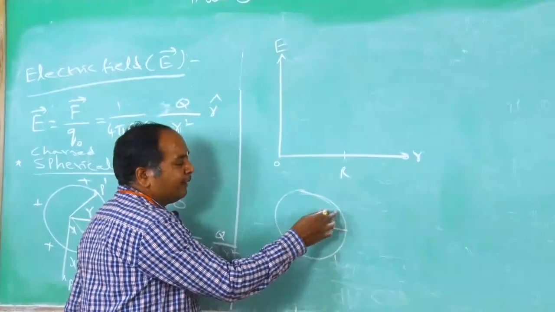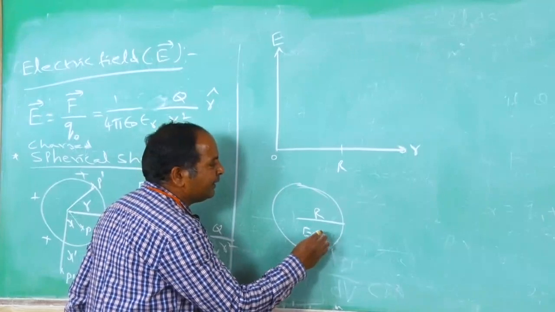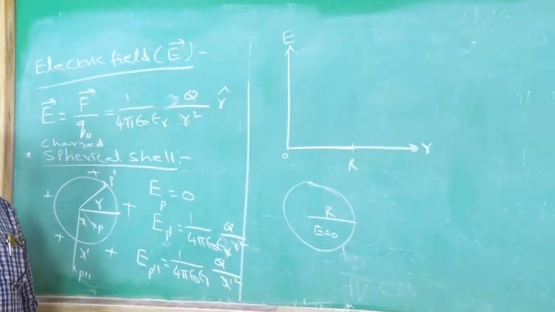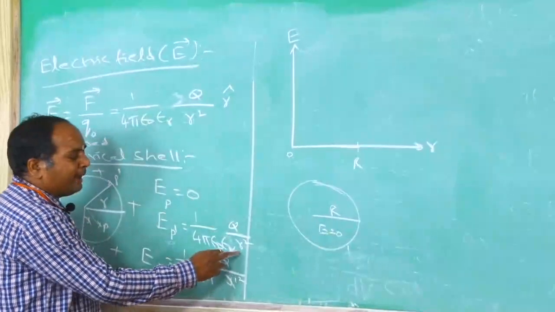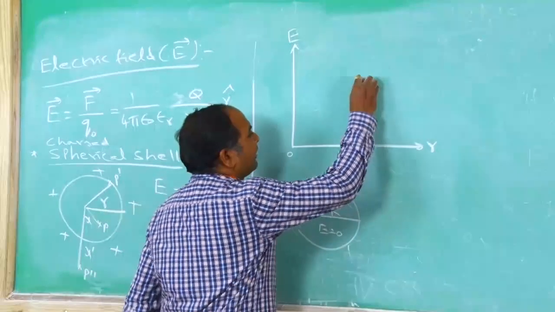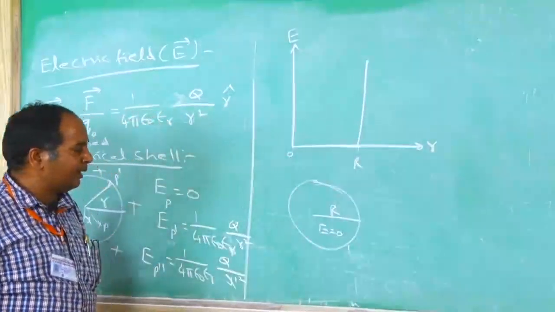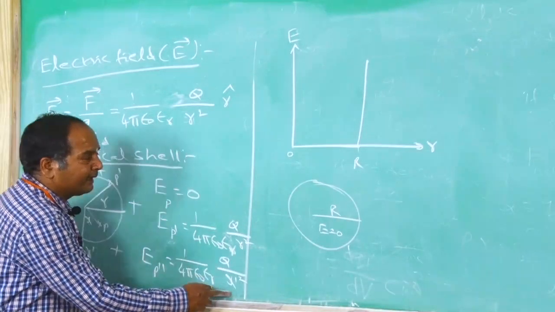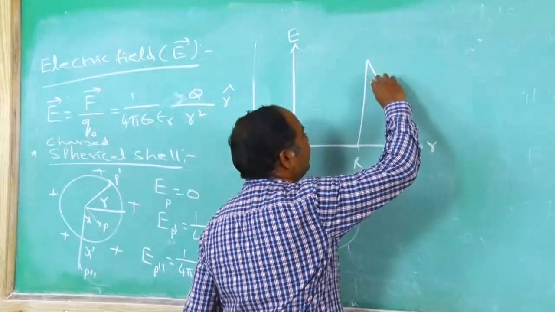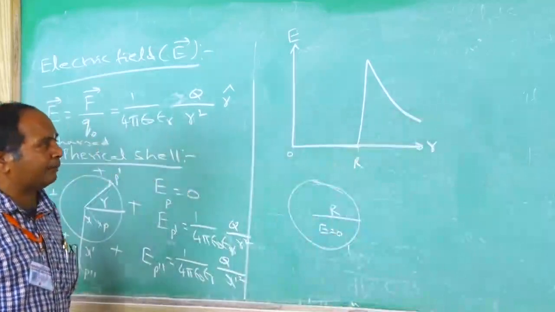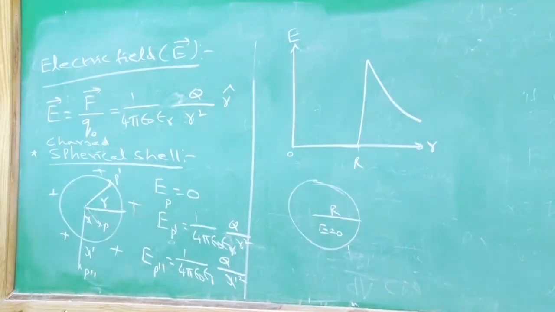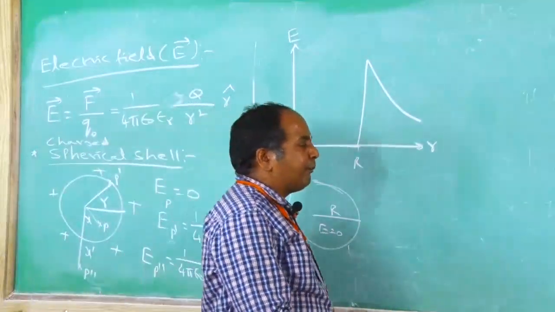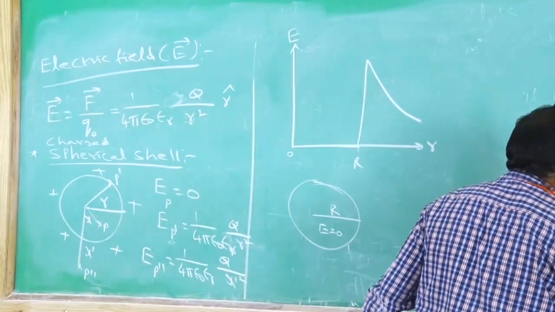So already we know the electric field inside is 0. So up to here the electric field is 0. At R the electric field will become maximum. After that, if you move away from the surface, the electric field decreases exponentially. Like that, we may plot the graph for the spherical shell.